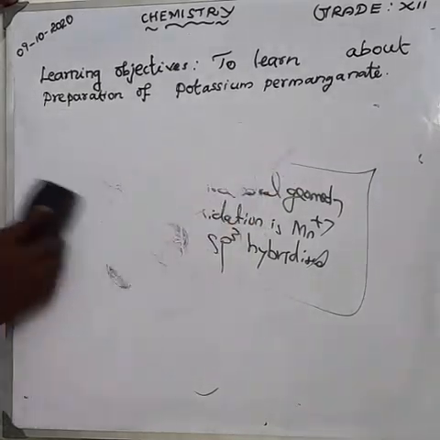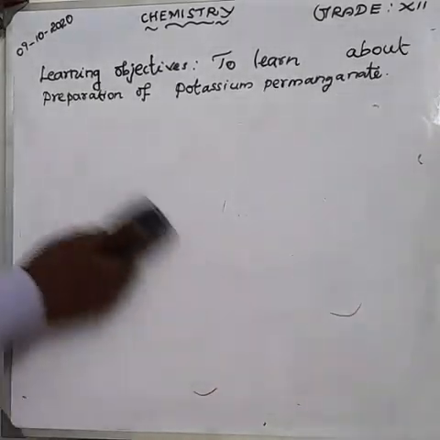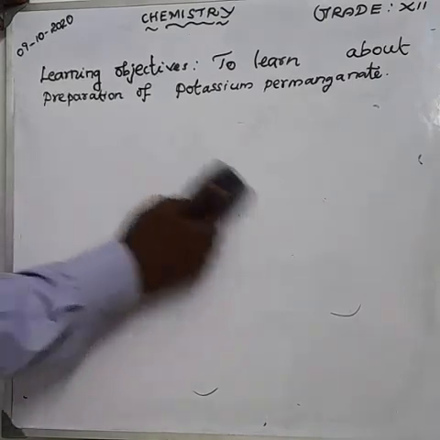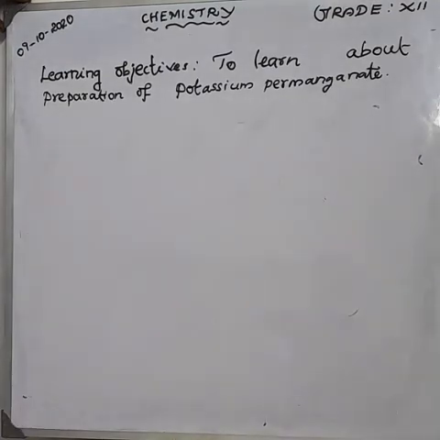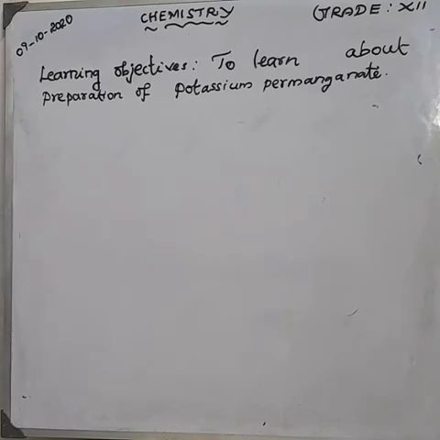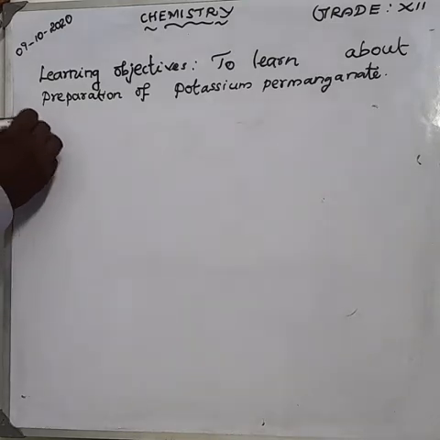Next, what are the chemical properties of potassium permanganate? One is the decomposition reaction. Potassium permanganate on heating gives potassium manganate. Next, potassium permanganate reacts with sulfuric acid to give manganese heptoxide. Next, potassium permanganate reacts with concentrated sulfuric acid to give manganese sulfate, potassium sulfate, water and oxygen. These are the three reactions. The first one, the action of heat, is very important.